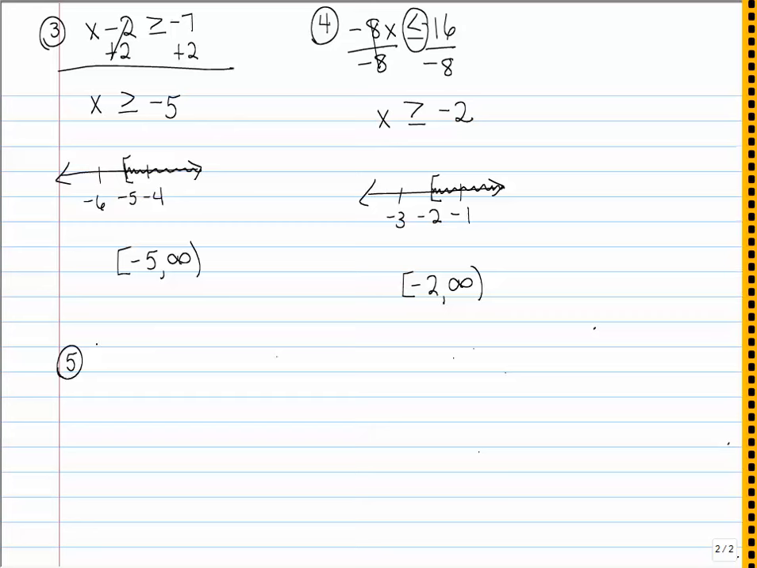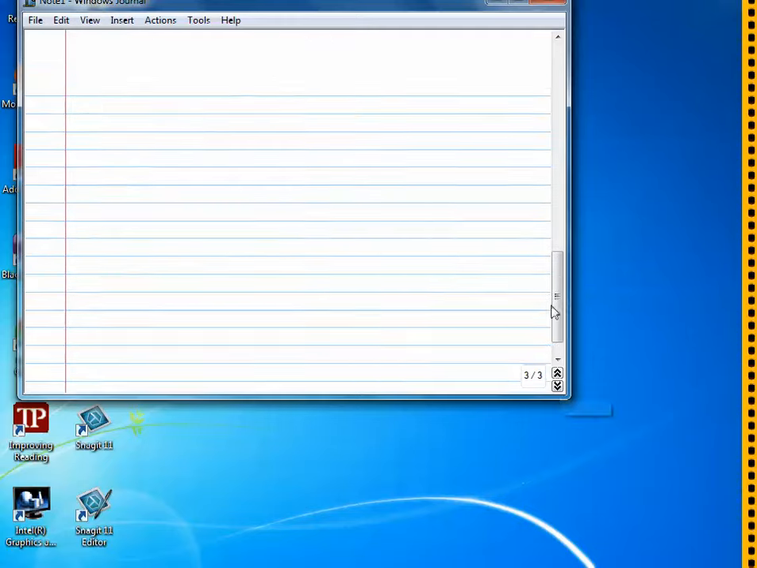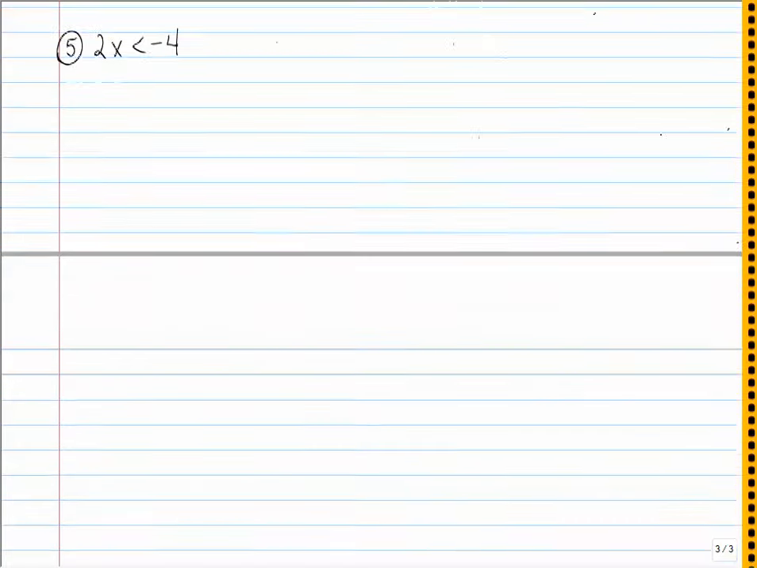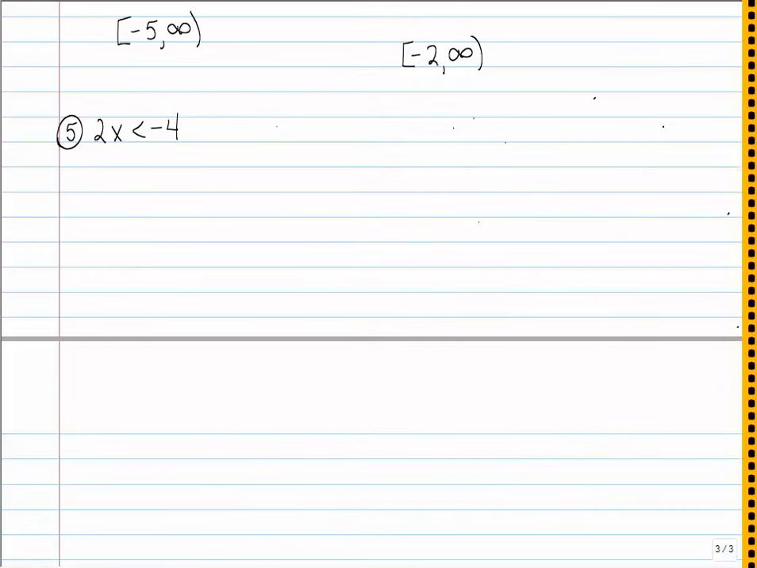All right, number 5. 2x is less than negative 4. Okay, on this one you'll divide each side by 2. Now you won't flip the less than sign around because you're dividing by positive 2. It's only when you divide by a negative that you flip it around, so you're going to leave it less than. So it's x is less than negative 2.